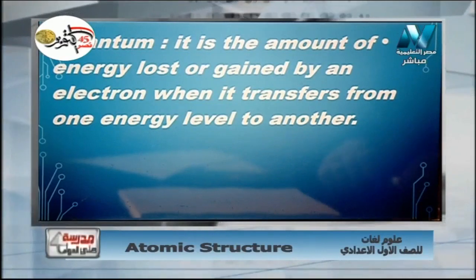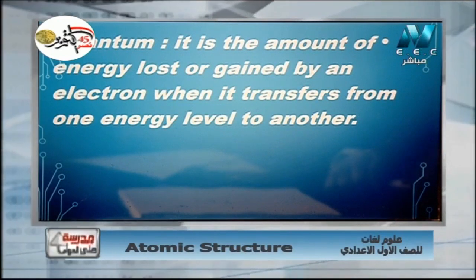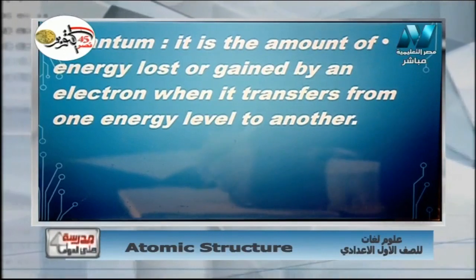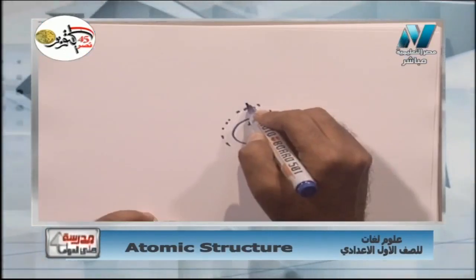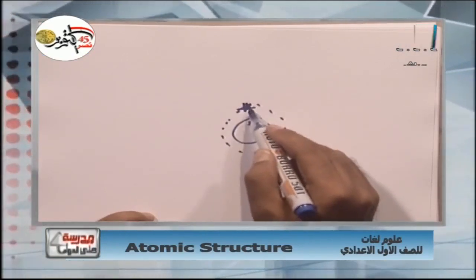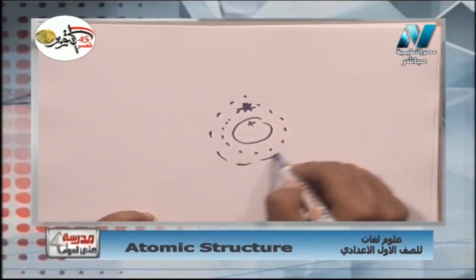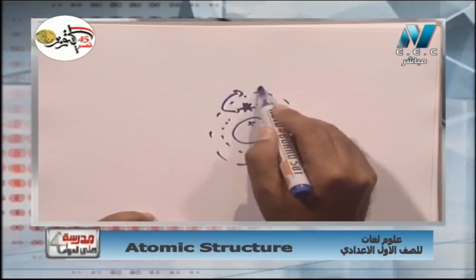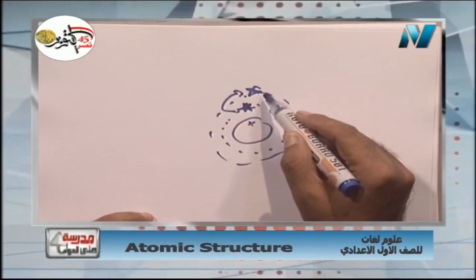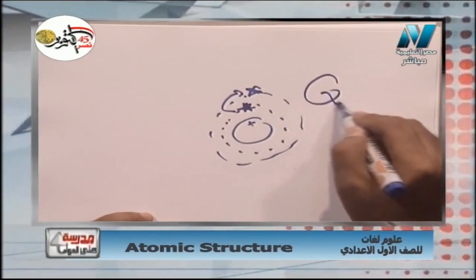And what is meant by quantum? Quantum is the amount of energy lost or gained by an electron when it transfers from one energy level to another. What does it mean? It means that the energy level K has the least energy. But if it gains energy, it can transfer to L. What is the amount of energy that it needs to transfer to the higher one? It needs a quantity that is called a quantum.